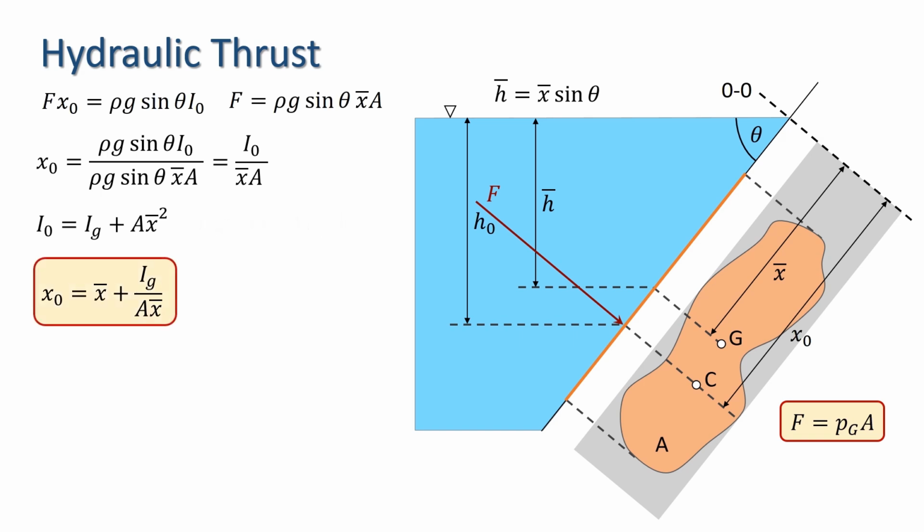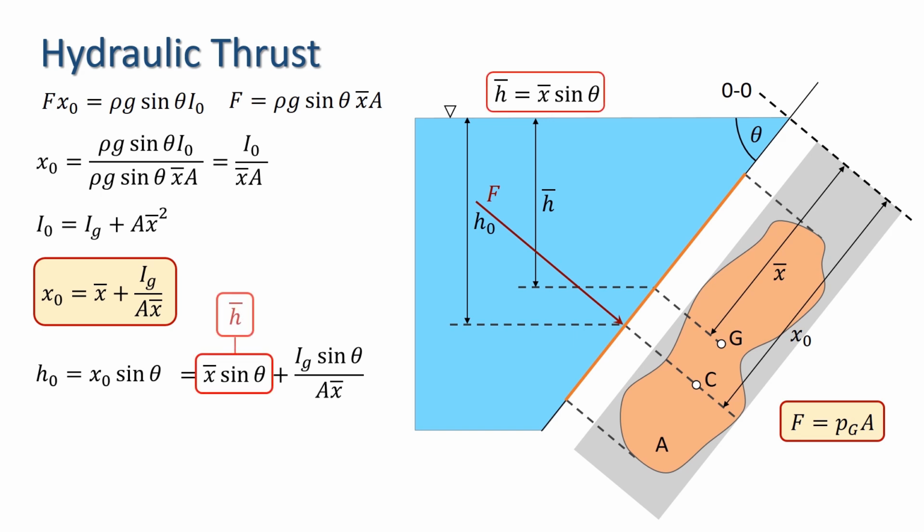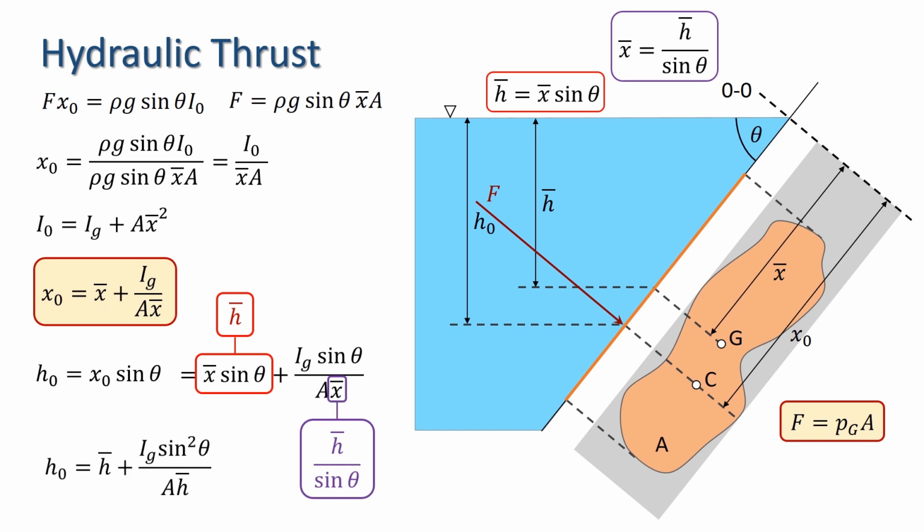We can use this equation directly, or we can rewrite it in terms of pressure head. We know that h0 equals x0 times sine theta. Substituting for x0, we have x bar sine theta plus Ig sine theta over A x bar. Finally, noting that x bar sine theta is h bar, we get the formula h0 equals h bar plus Ig sine squared theta over A h bar.